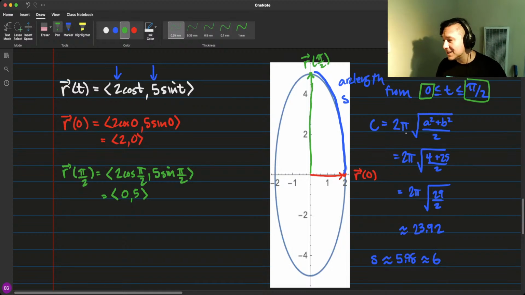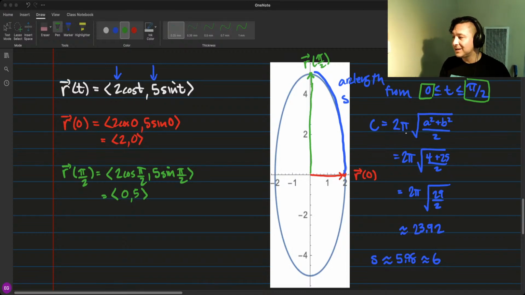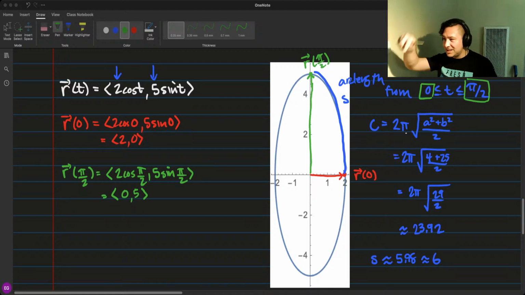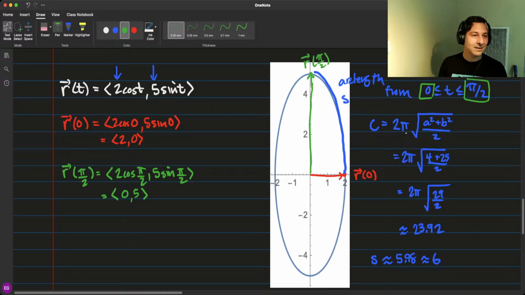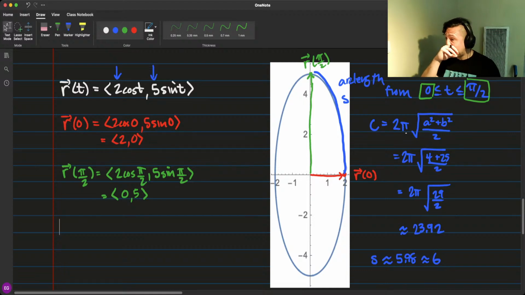We know that the arc length is 6. But if you start at t equals 0 and end at t equals pi over 2, what would you like the distance traveled to be, just to make life easy on you? What would you like the distance traveled to be so that you wouldn't have to calculate anything? Well, we already know that the arc length is the circumference divided by 4.